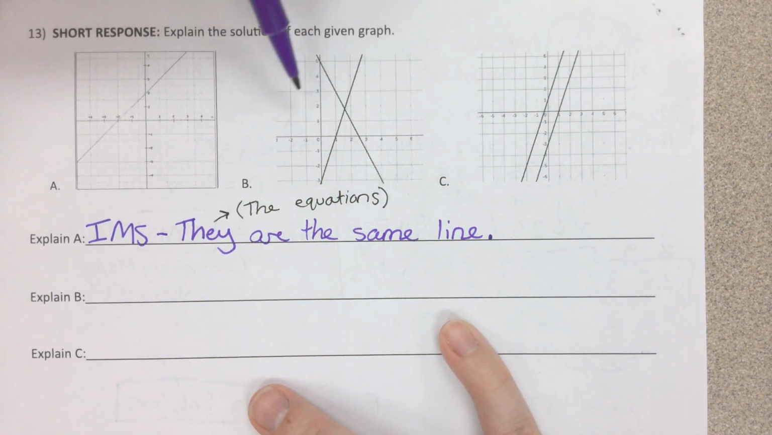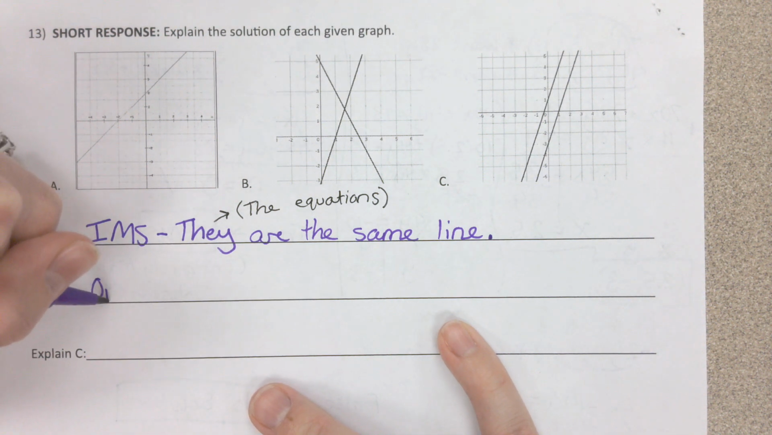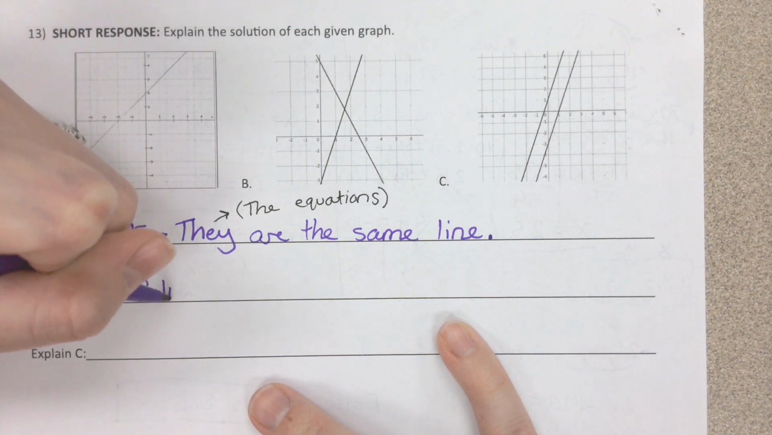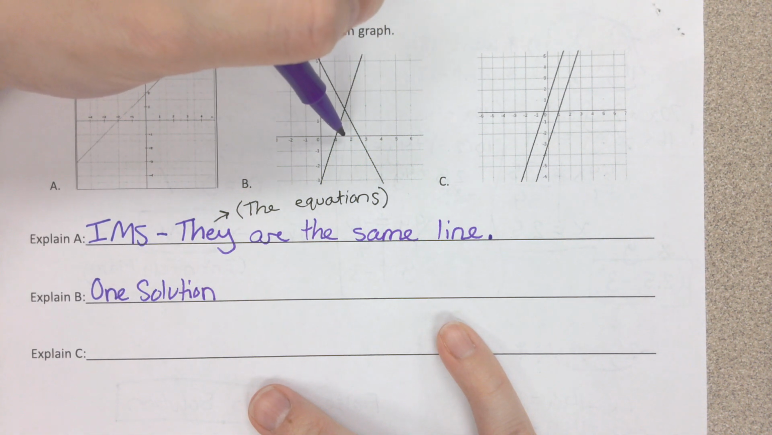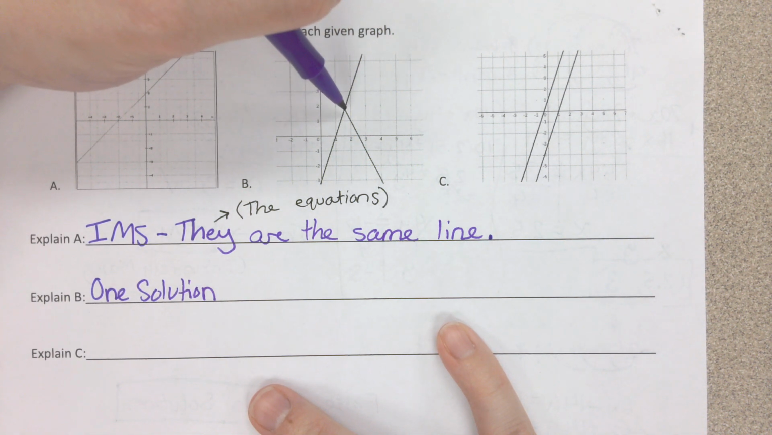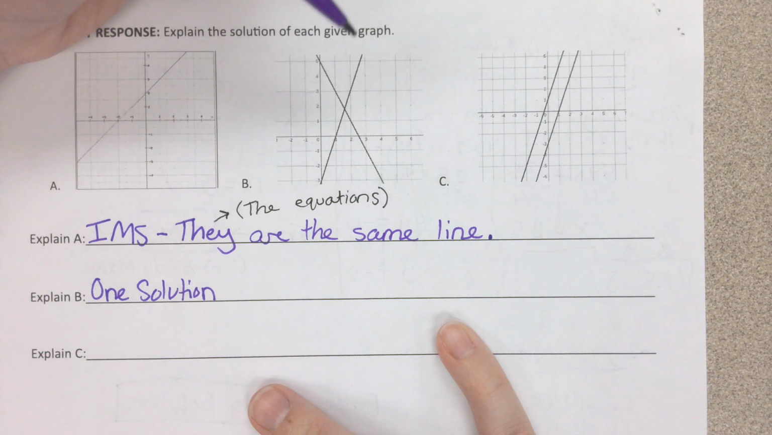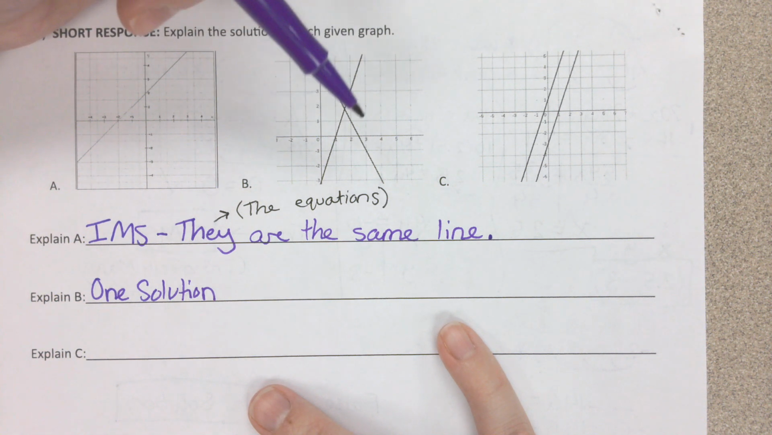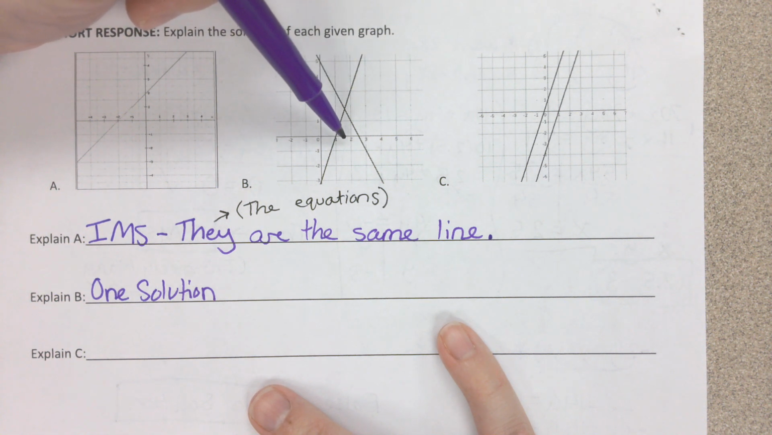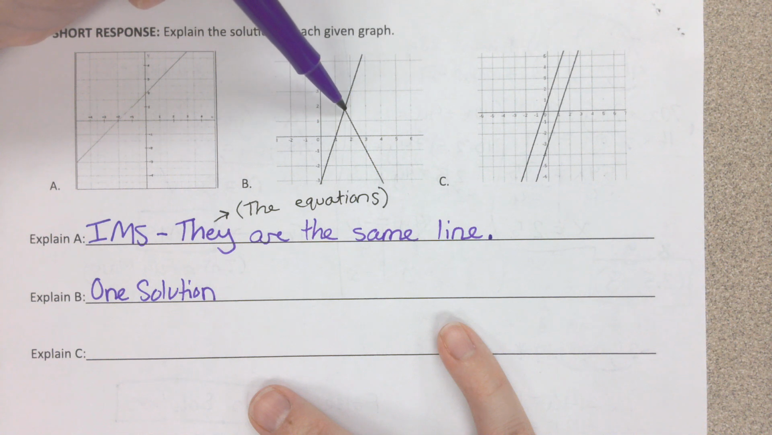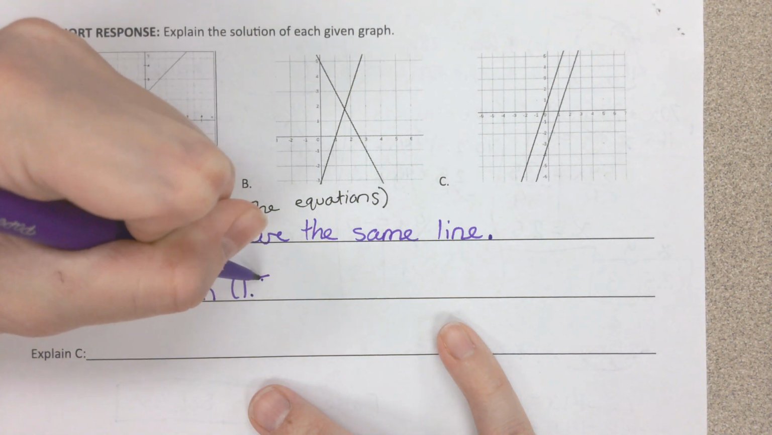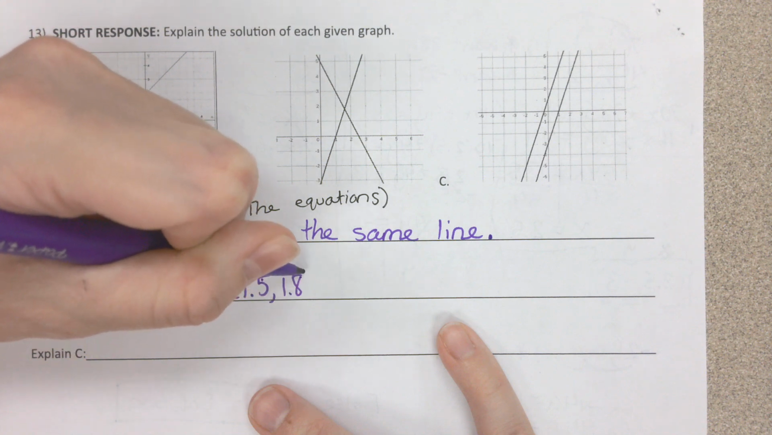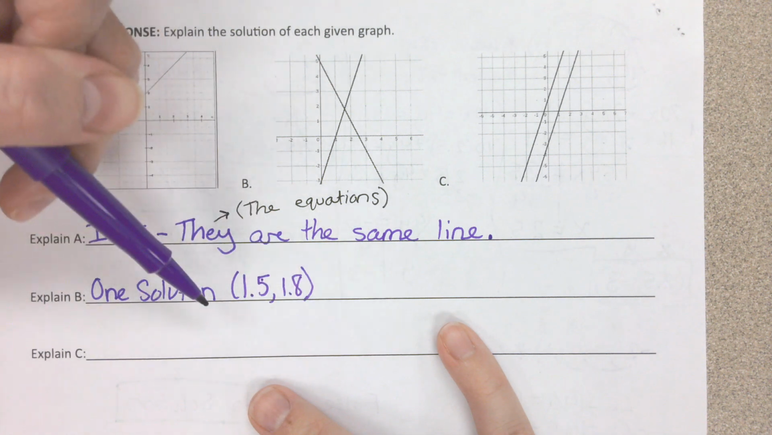B, this is just, we just call it one solution. So you can put one solution. You can also state what that solution is. This is not a nice point, so it's kind of hard to tell. So you just, if you want to just give it your best guess, you can. I'm going to call that 1.5, 1.8. So I'm going to put in parentheses 1.5, 1.8. Again, this part's optional.